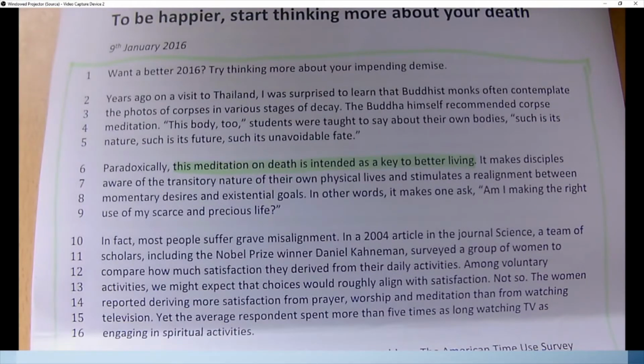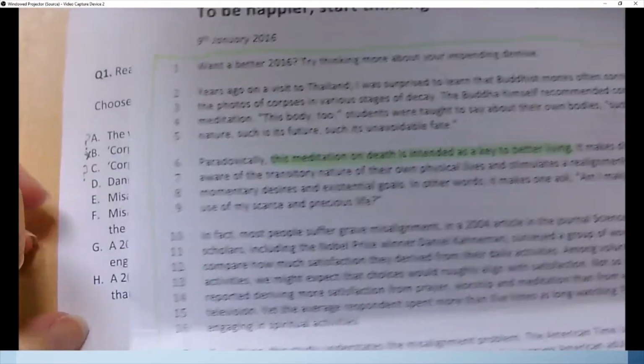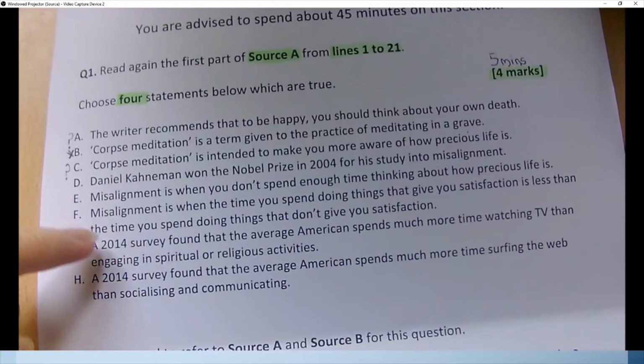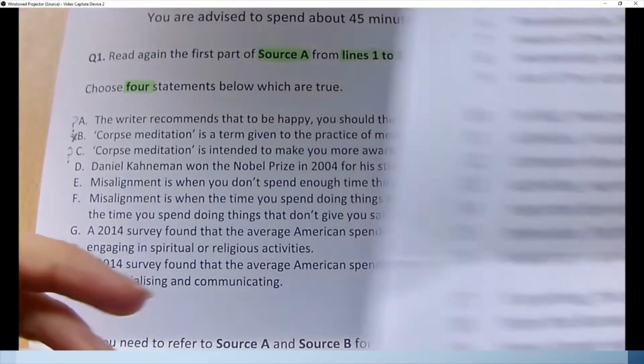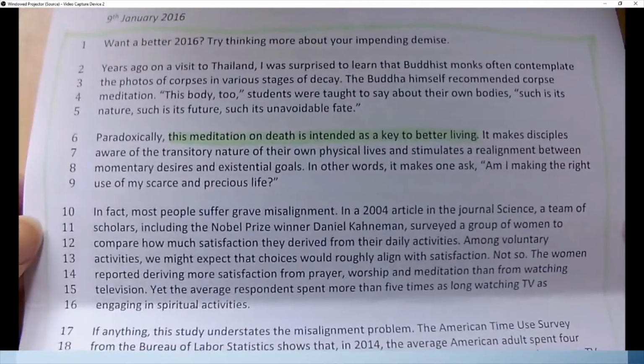In fact, most people suffer grave misalignment, so I remembered that in the question there are two statements that link to misalignment. The question was asking, is it true that misalignment is when you don't spend enough time thinking about how precious life is, or is it that misalignment is when the time you spend doing things that give you satisfaction is less than the time you spend doing things that don't give you satisfaction? So I'm going to be looking for that now.